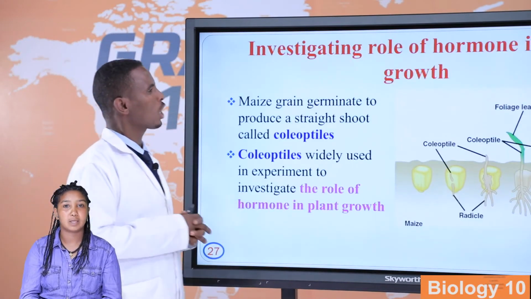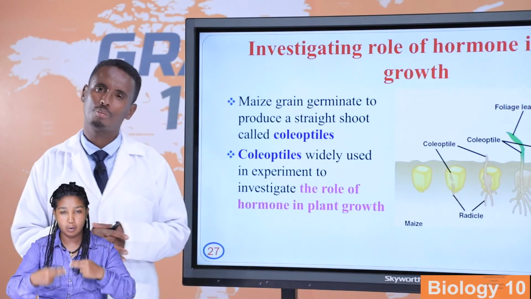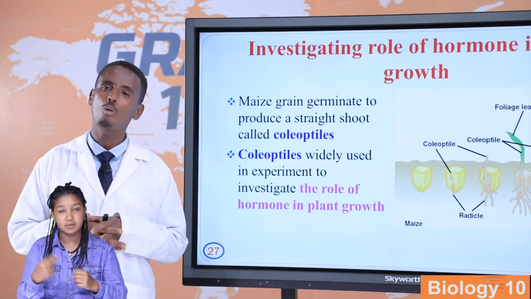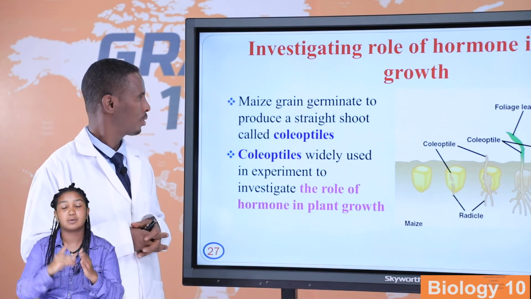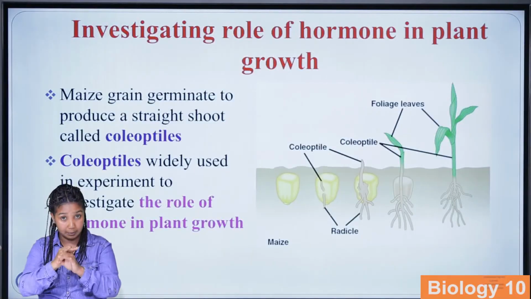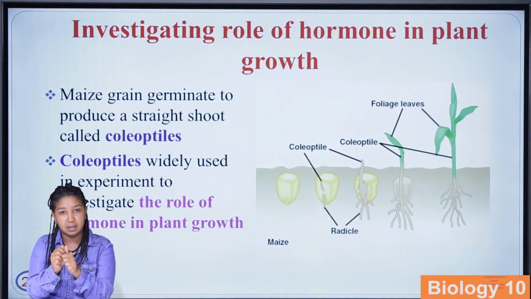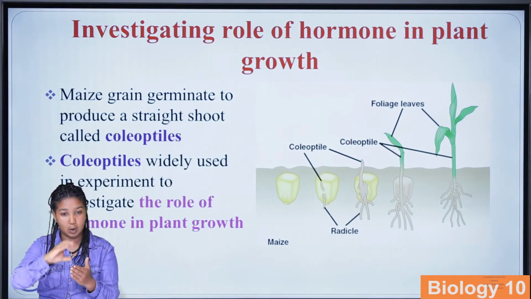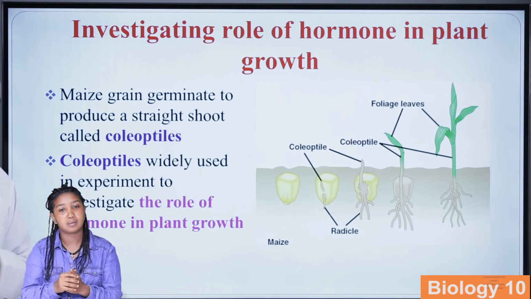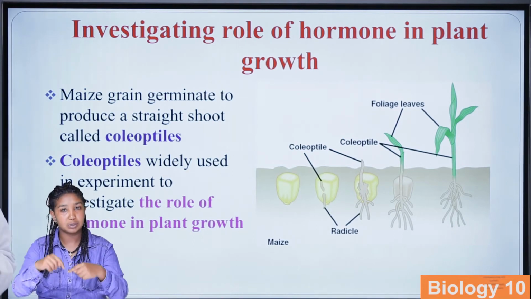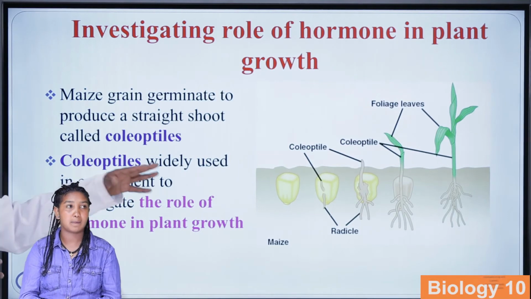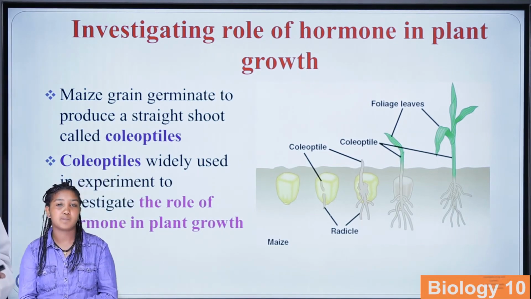So, investigating the role of hormones in plant growth. How do we investigate the role of hormones in plant growth? Using this experiment. A maize grain germinates and produces a coleoptile. The germinating maize shoot, called the coleoptile, is widely used in experiments to check the role of hormones in plant growth. We use the coleoptile to check the role of hormones in plant growth.